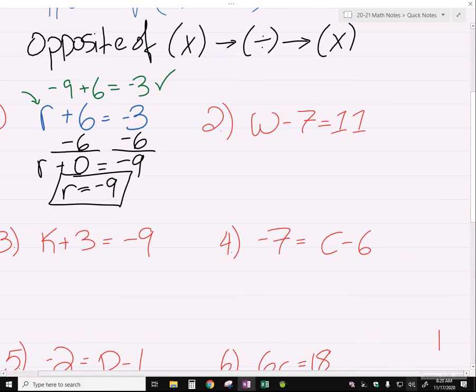Now we have a subtraction. We have w minus 7 equals a positive 11. We need to look at it and say, what's being done to our variable that we need to undo? Subtraction is being done to it, so we need to undo it with addition. I'm not only just going to do addition, I'm going to add 7. Because of this equal sign here, I'm going to add 7 to both sides.